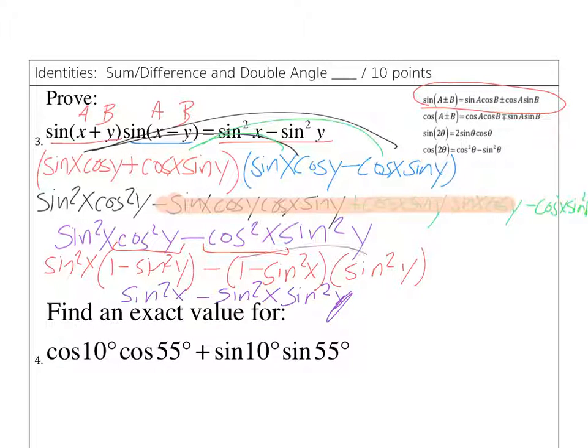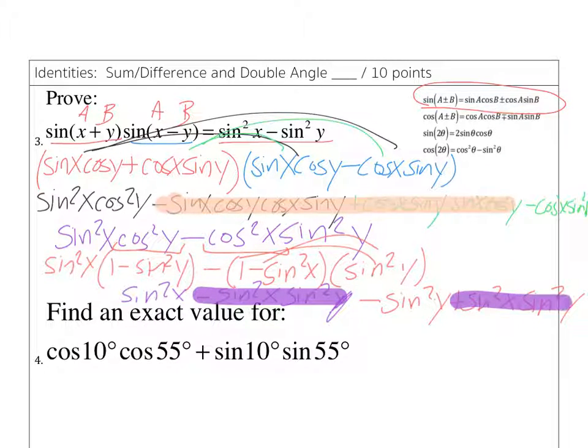For my second part, I'm going to have minus sine squared y, and then minus minus is plus sine squared x sine squared y. What I'd like for you to notice is we have a negative and a positive version of that. Those are going to cancel out, leaving me with sine squared x minus sine squared y. That's a hard proof. It requires a lot of algebra, but I think it's a pretty cool problem as far as seeing how things can cancel out and simplify.